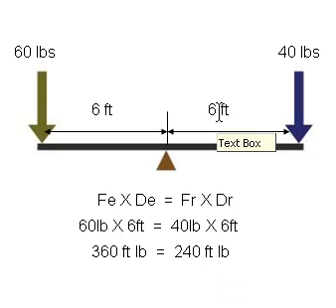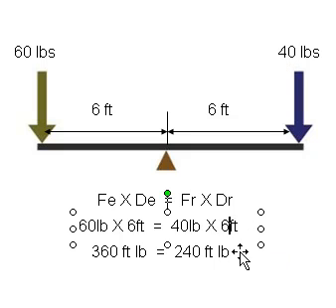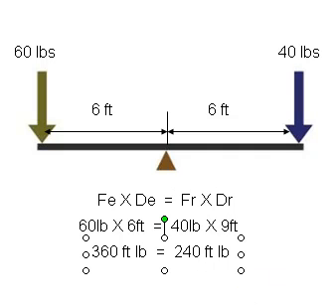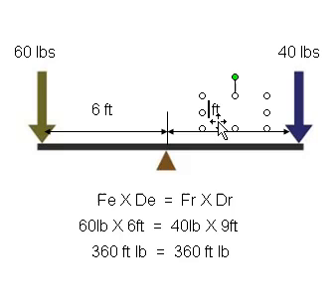Or what else could we do? Maybe we could adjust this to equal 360. So what times 40 is equal to 360? If we extended this and made it 9 feet, then 4 times 9 is 36, so 40 times 9 is 360. So if we made this 9 feet, then we would be in static equilibrium, wouldn't we? Because 360 foot-pounds is equal to 360 foot-pounds.